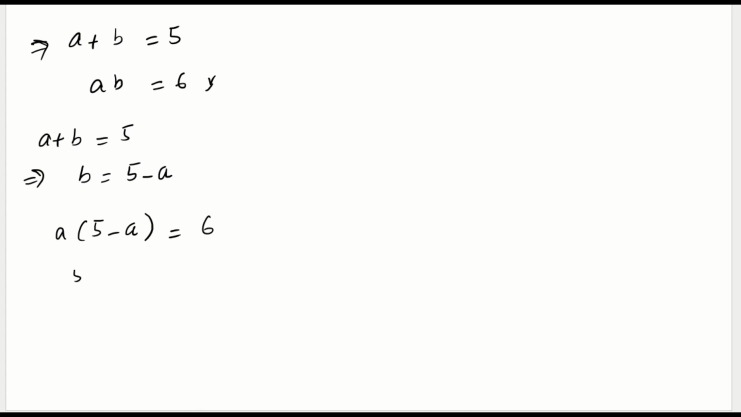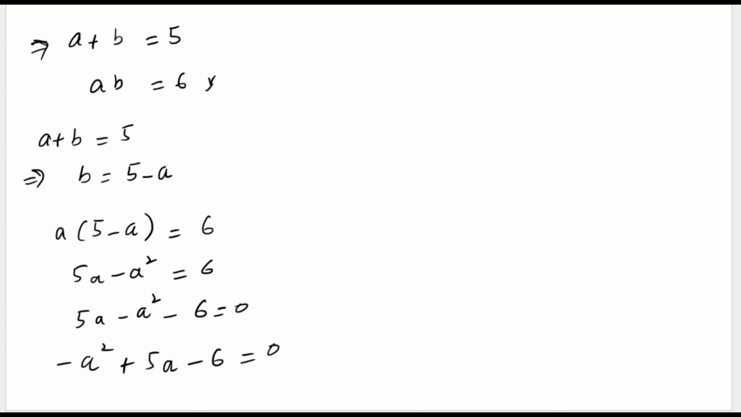Multiply a with both terms: 5a minus a square is equal to 6. 5a minus a square minus 6 is equal to 0. Rearranging the equation: minus a square plus 5a minus 6 is equal to 0. Now we will divide this expression by minus 1 so that we remove this minus sign. So here we will write it as a square minus 5a plus 6 is equal to 0.